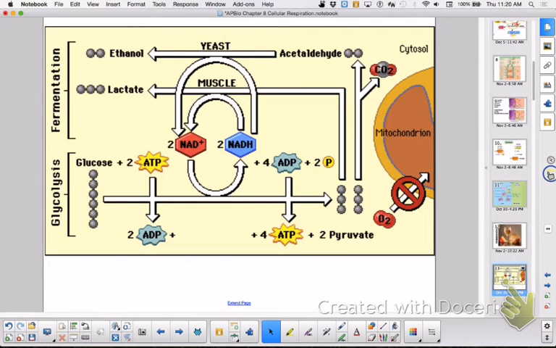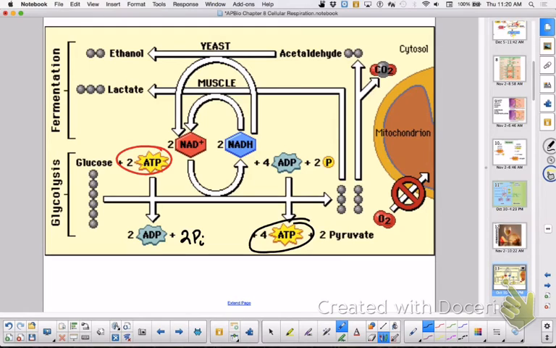Now, when we do this, we need how many ATP to get the party started? 2. So here's 2 ATP we're investing, and you're going to get 2 ADP plus 2 inorganic phosphates. And then ultimately you're going to make 4 ATP, so we net out how many from this? 2. And you reduce some NAD. Okay, now we're at 2-pyruvate.